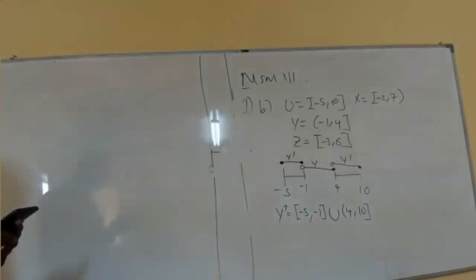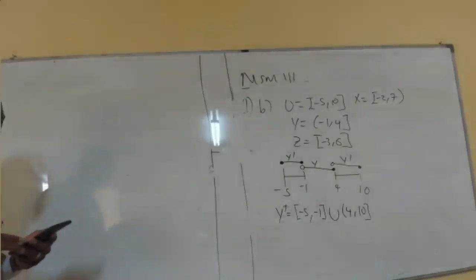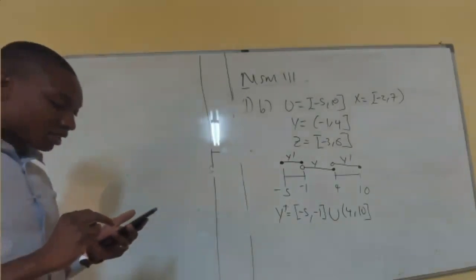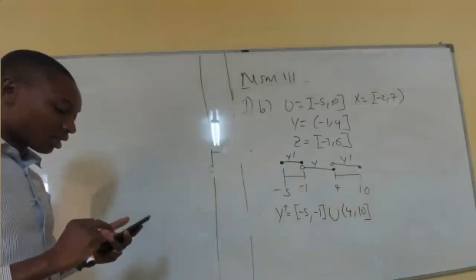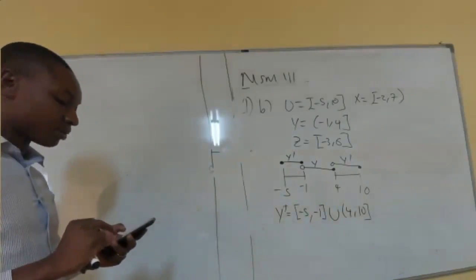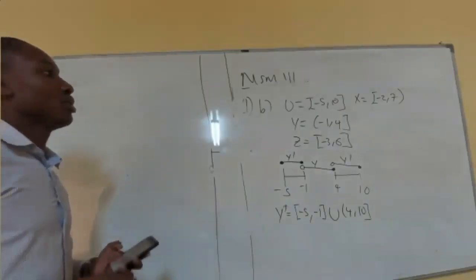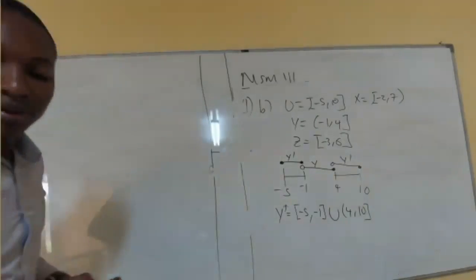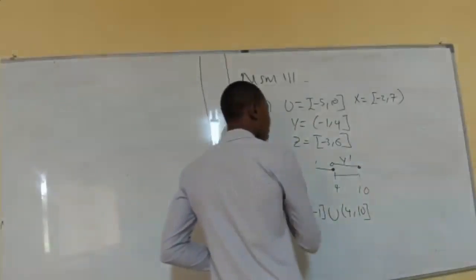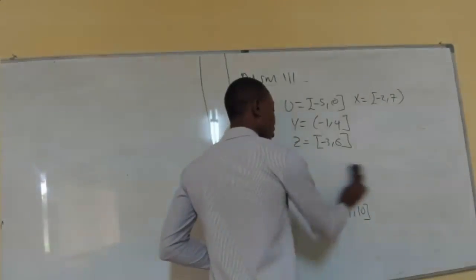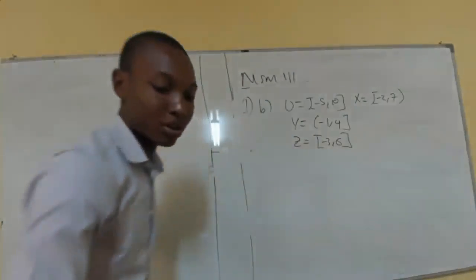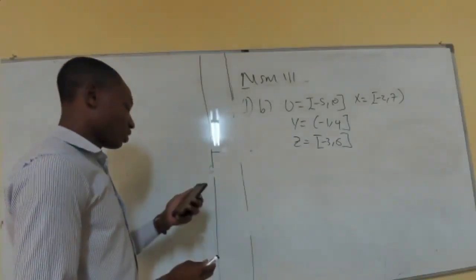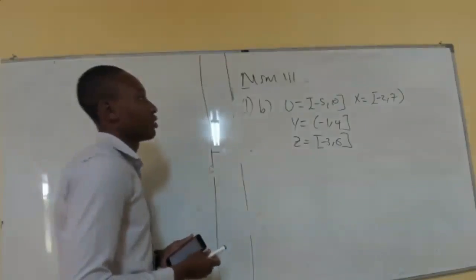The next question says x union z complement. Allow me to skip that one. It's basically the same principle. So x union z: we start with finding the union of x and z.